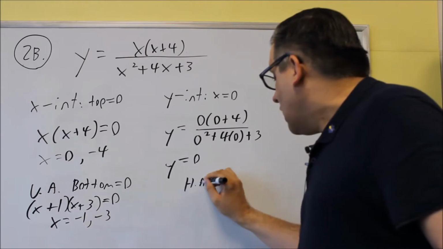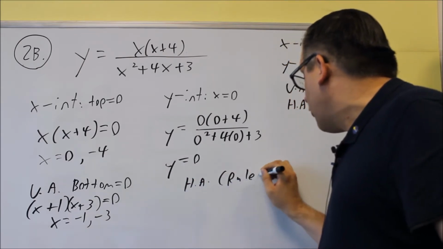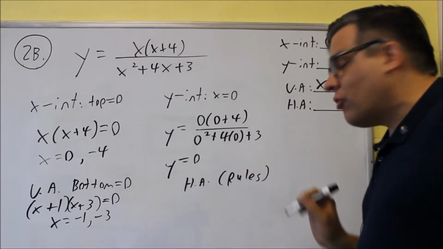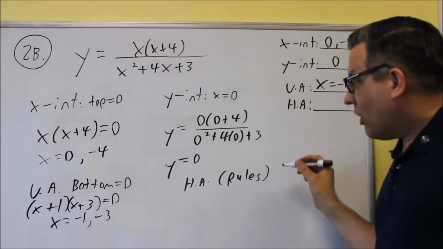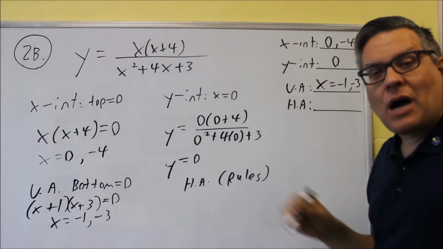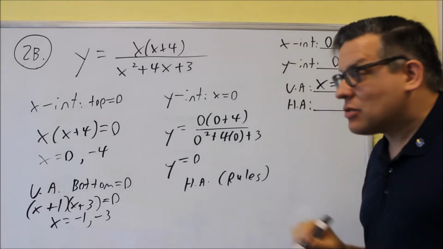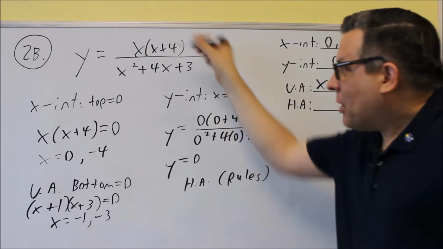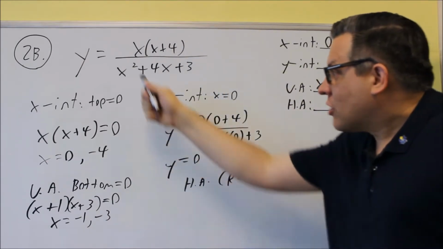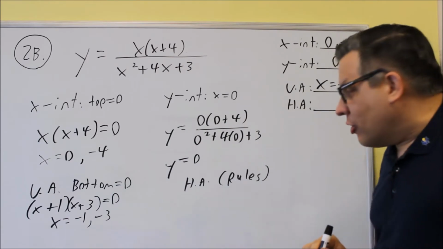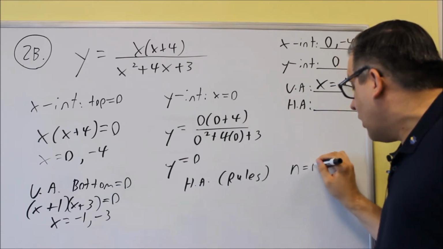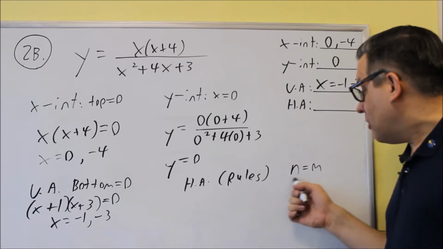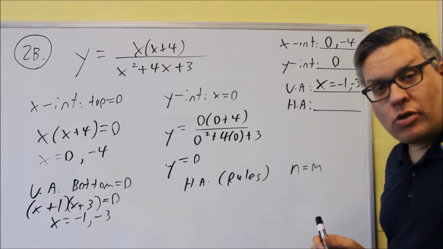For the horizontal asymptote, we have to use the rules. For HA, I'm going to put rules, and the rules I'm referring to are the ones I talked about in the lecture notes for this particular section. We have to look at the highest power on top and the highest power on the bottom. If we were to multiply that out, we would get a positive x squared, and you also have x squared down below. So if n is the highest power on top and n is the highest power on the bottom, both of them equal each other.